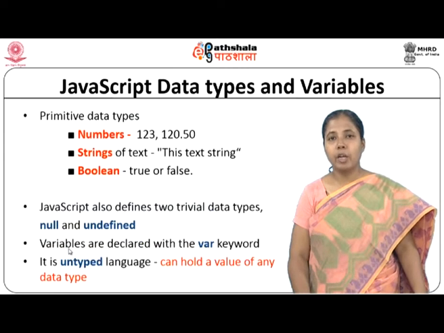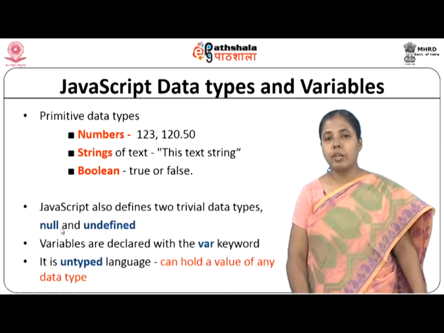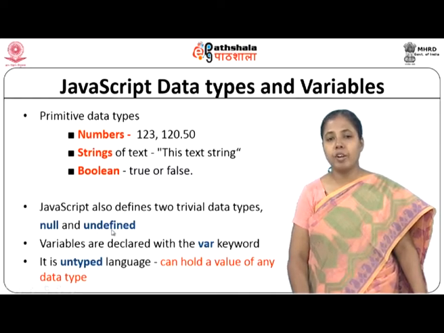And what are the data types that are supported in JavaScript? It supports primitive data types like numbers, strings and booleans. JavaScript also defines two trivial data types, null and undefined. Whenever you want to declare a variable, make use of the keyword var. So, var is a keyword in JavaScript to declare variables.